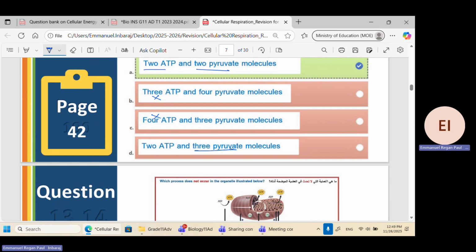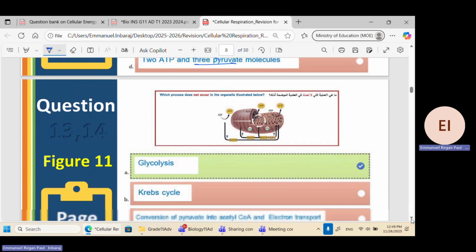You see, 3 pyruvate is not the answer. So this 3 cannot be the answer. Okay, let's go to the next one.